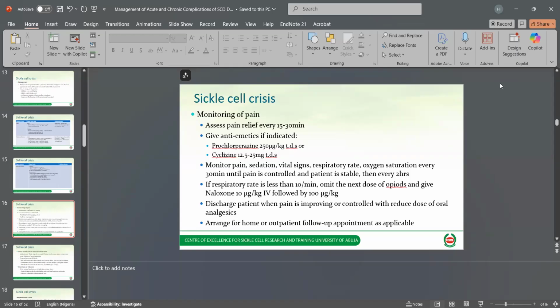Discharge the patient when pain is improving or controlled with a reduced dose of oral analgesics. Arrange for home or outpatient follow-up appointment as applicable.